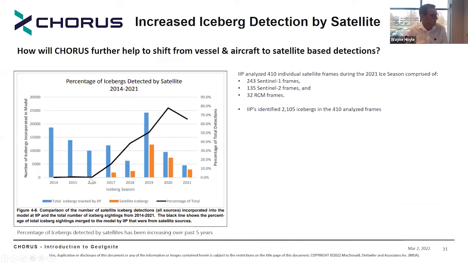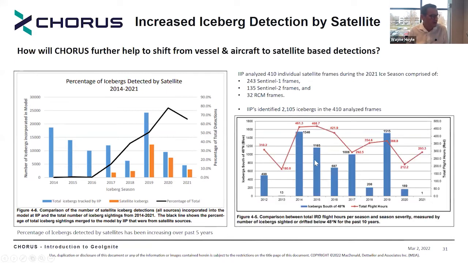In 2016, none of the icebergs were detected using satellites. And in 2020, I think partially pandemic related and due to limited flight hours, almost 80% of the icebergs were detected through satellite means. In this current year, they had 410 satellite images that they used, Sentinel-1, Sentinel-2, and RCM, and were able to detect about 2,000 icebergs in that period.